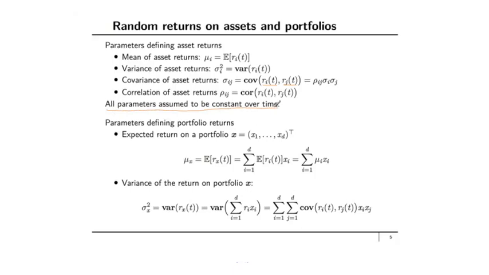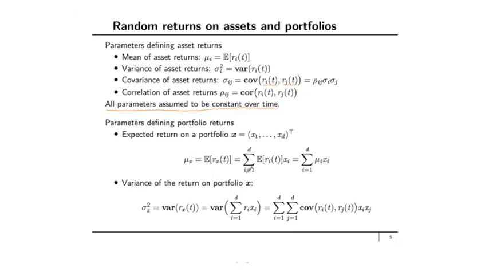Now, I'm going to characterize the random return that I get on a portfolio by looking at the expected return of the portfolio and the variance of the return on the portfolio. So the expected return on a portfolio X, mu sub X, is going to be the expected value of the net return of that portfolio, R sub X.